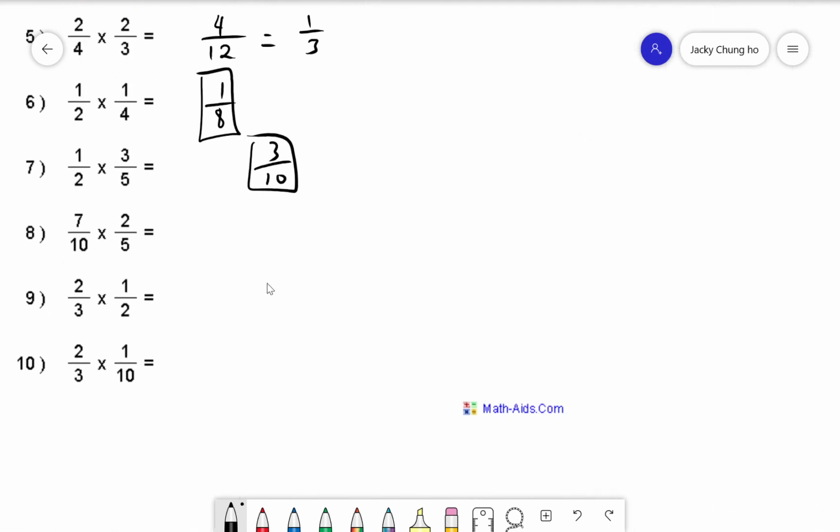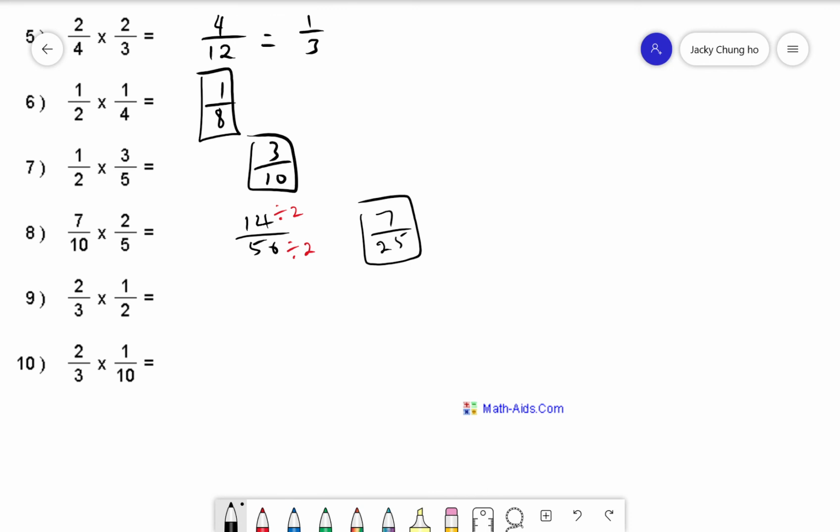Number 8, I have 7 over 10 times 2 over 5. So let's check. I can reduce the 2 and 10, but let's say I decide not to do that. I will have 7 times 2 is 14 over 10 times 5, which is 50. Both numbers are even numbers, meaning that I can divide by 2 on both the top and bottom. So 14 divided by 2 is 7, over 50 divided by 2 is 25.